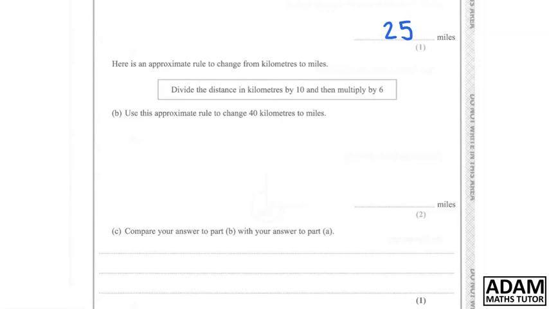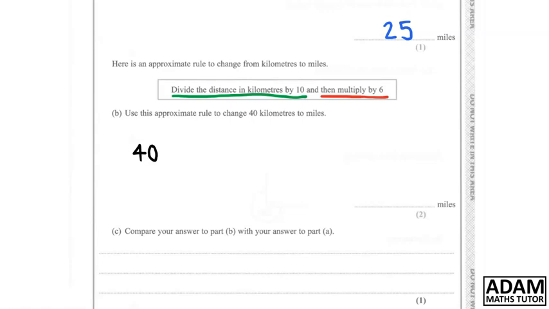Here is an approximate rule to change from kilometres to miles. First, you need to divide the distance in kilometres by 10, and next you then multiply by 6. Use this approximate rule to change 40 kilometres into miles.